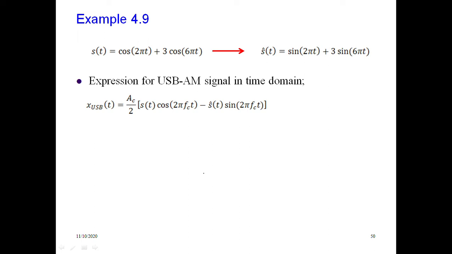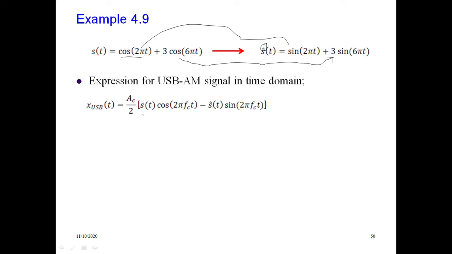For the expression of the USB, this is the formula. First of all, we have to get ready the Hilbert of the function s(t). This is the symbol of the Hilbert. From cos, it becomes sine, 2 pi t, and the phase is the same. Then from cos, it becomes sine also, and the amplitude is also there. Now we substitute into the equation.